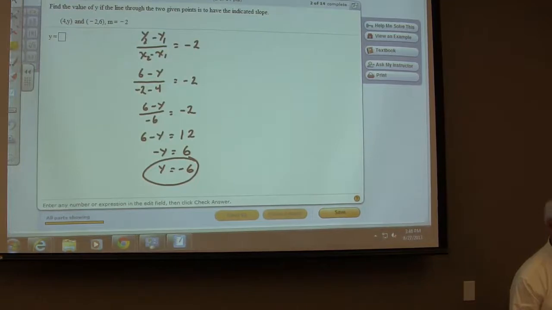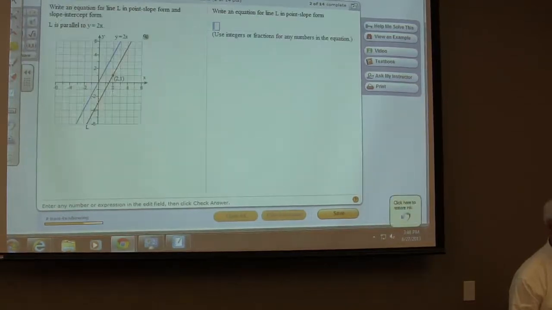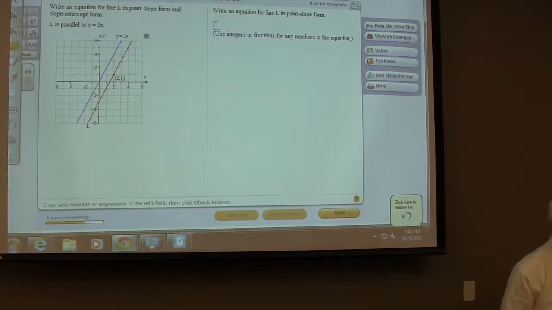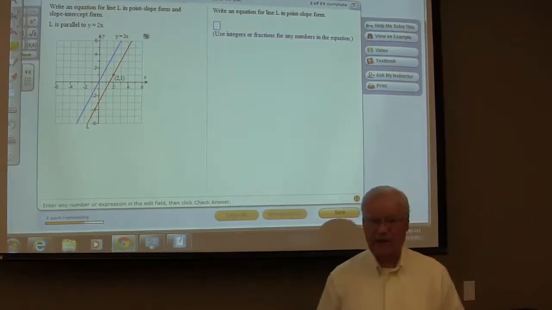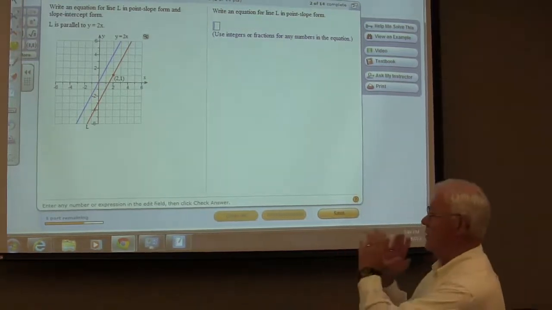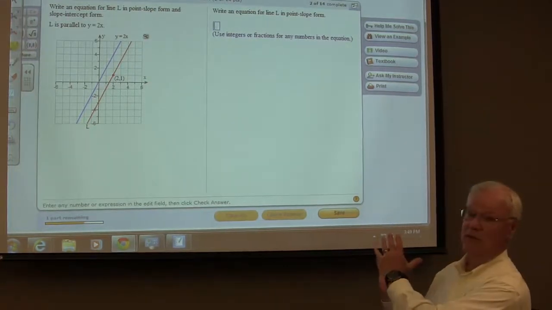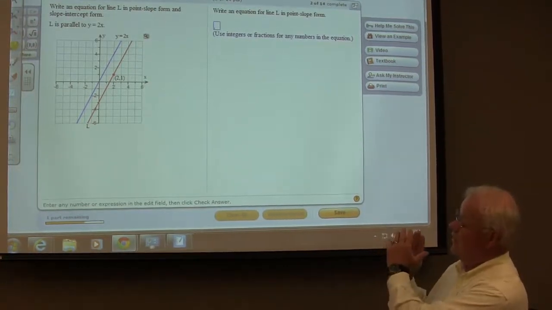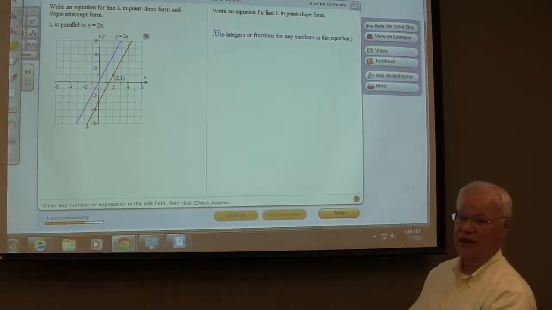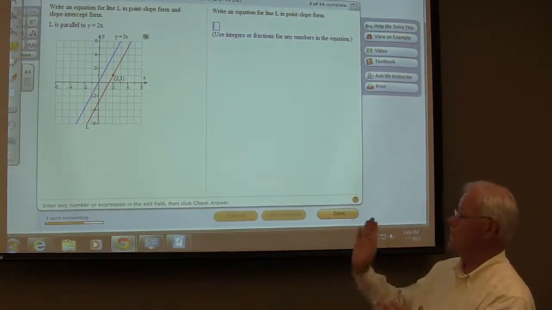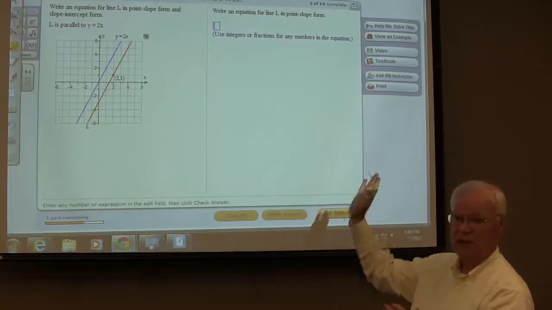Do another problem here. These 2 lines are parallel. Parallel means, like railroad tracks, they're going in the same direction. So, in our case, if 2 lines are parallel, then they'll have the same slope. And that's kind of how you see it.